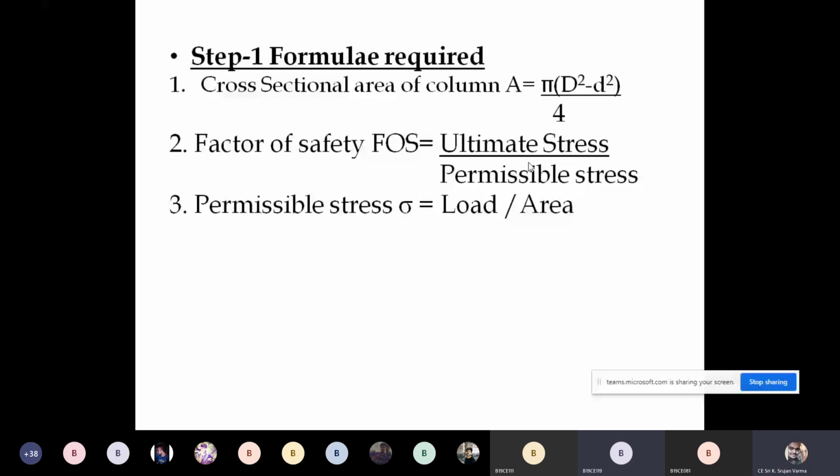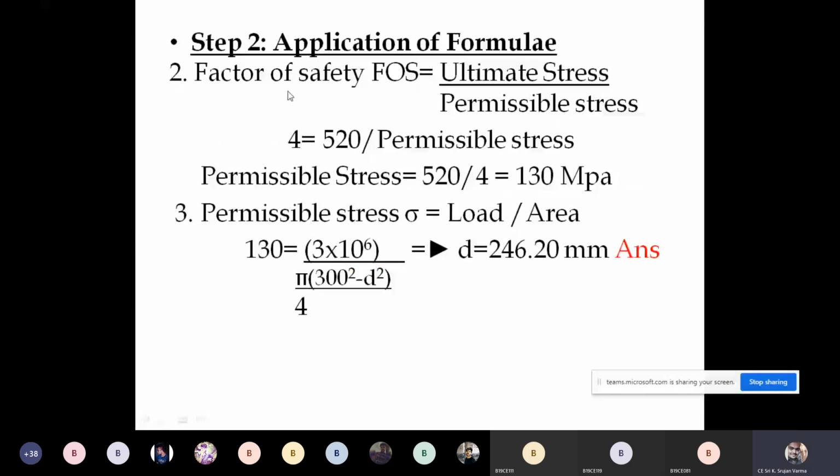Okay, very good. So these are the formulas which are required. What did they ask us here? Small d needs to be calculated. Factor of safety is given to us, it is 4. Ultimate stress is also given, 520. Permissible stress is unknown to us. Can we determine permissible stress from the factor of safety formula? Yes, we can.